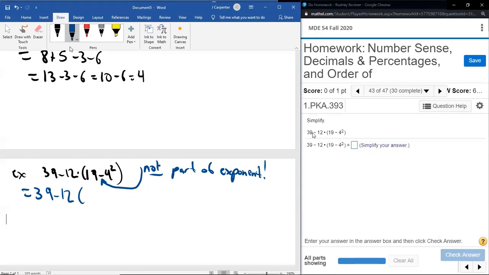So 4 squared is 4 times 4, which is 16. So that's 19 minus 16. And then we're done with that first step. We still have a parentheses though, so we're still narrowing our field of vision in here. And again, after this example is done, I'm going to show you what I'm referring to about the difference there. All right, so only one step, 19 minus 16, that's 3. So this is 39 minus 12.